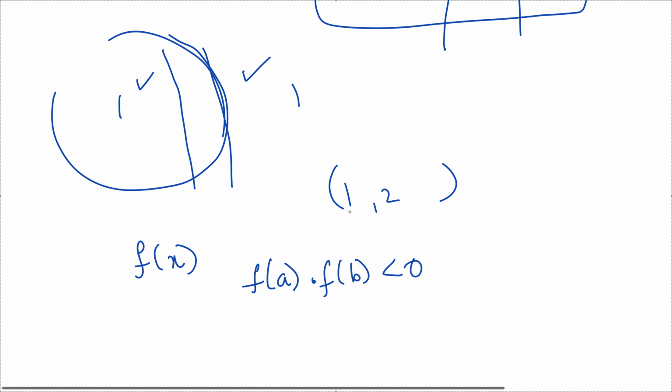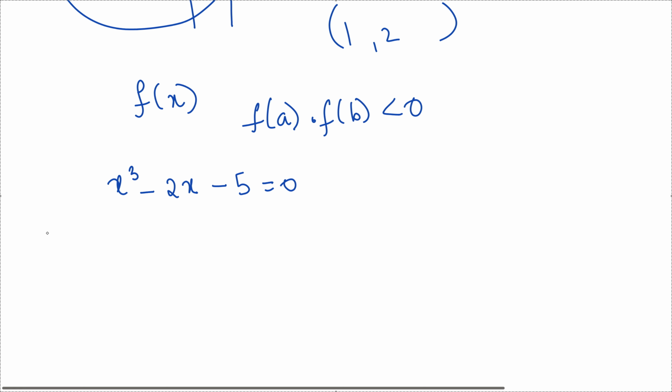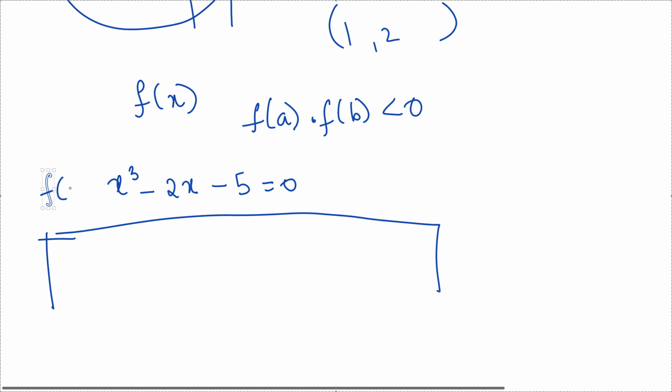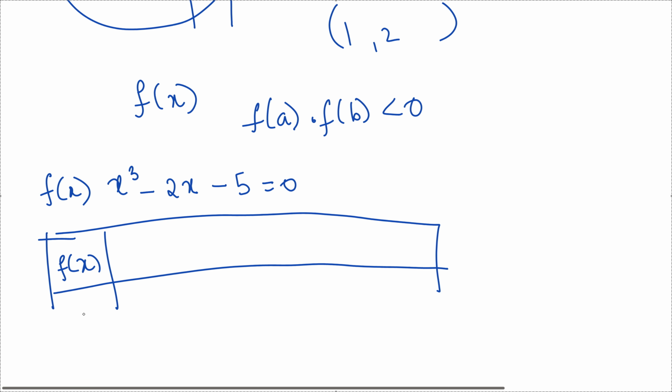Now if our equation is, let's take x cube minus 2x minus 5 equal to 0. Okay, so now let's draw a table. So this is f of x. Here I'll be writing f of x, and here I'll be writing x. What if x value is 0? What do we get? 0 minus 0 minus 5. It is minus 5.